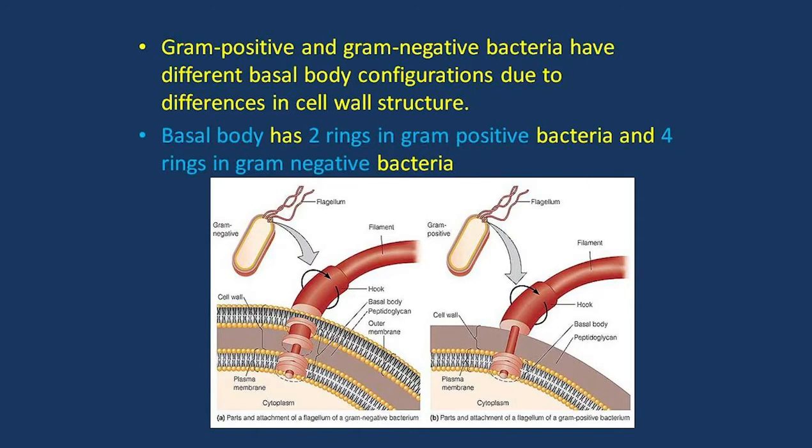The reason is, in gram-negative bacteria, as I told you earlier, there are two membranes. One is the plasma membrane and the other is the outer membrane. So two rings of the basal body are in the plasma membrane, and the other two rings are in the outer membrane. Whereas in gram-positive bacteria, since only the plasma membrane is found, it has only two rings.